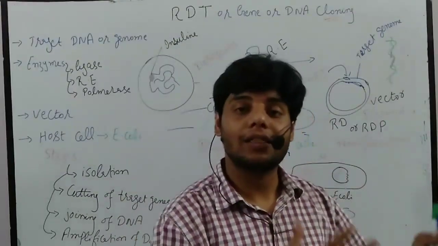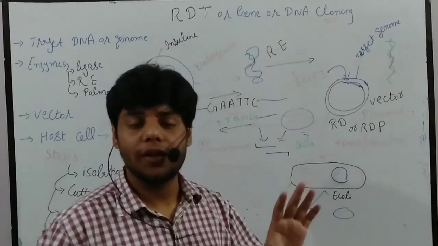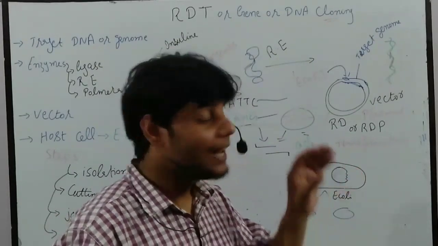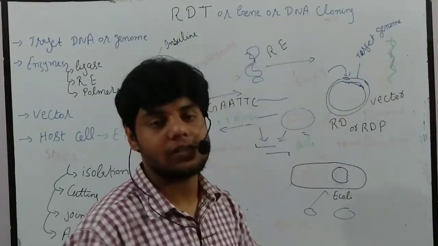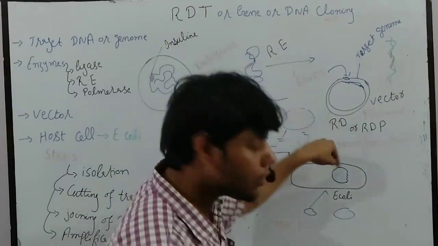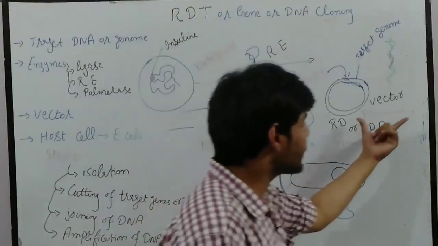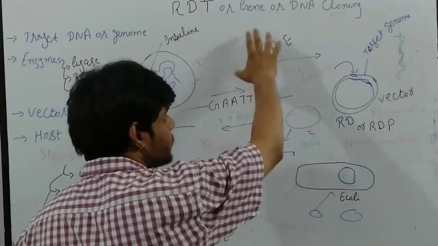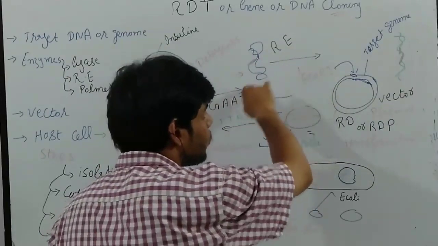Once we get our target DNA or genes, we also need another thing that we call a vector. Vectors are the vehicles, or the transfer substances, that can carry our genes to the bacterial cell. So we call it a vector. In this case we take a plasmid vector. Now, as we treat the genome with a restriction enzyme, let's say we treat the genome with EcoRI.